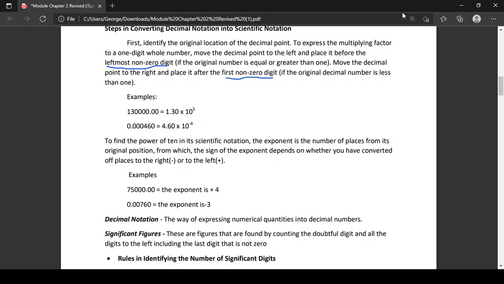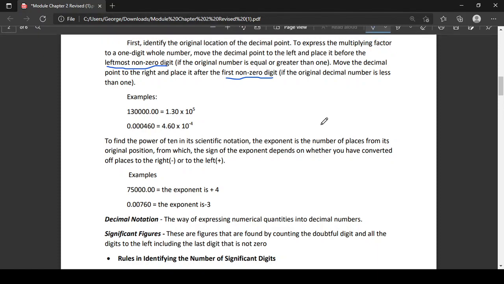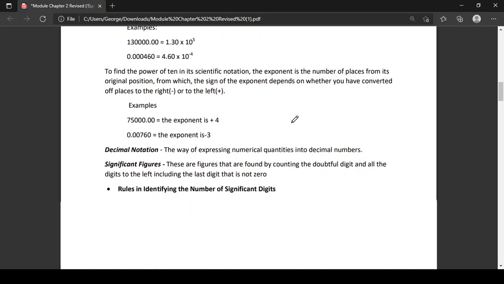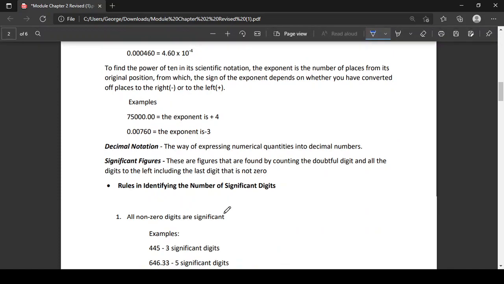Which digit should we count up to? If the exponent is positive, the leftmost digit. If the exponent is negative, the first non-zero digit. So remember this when converting decimal notation to scientific notation.